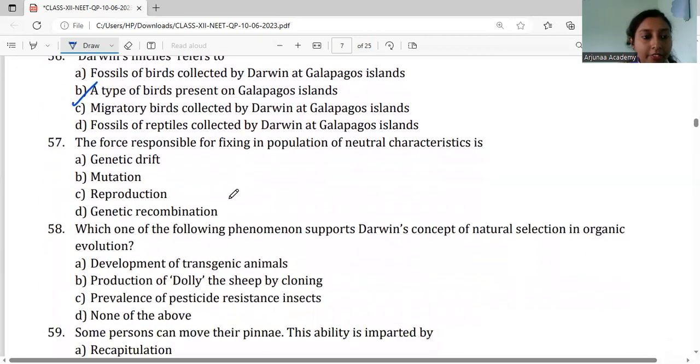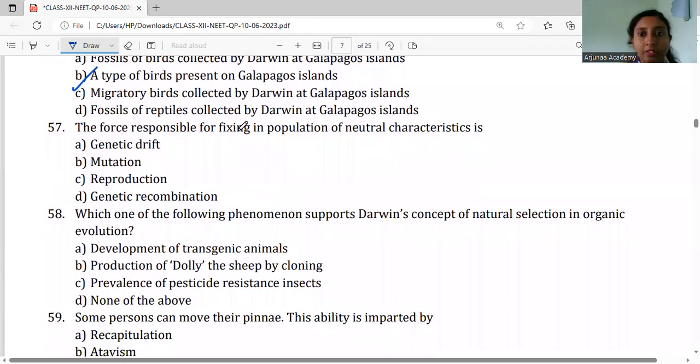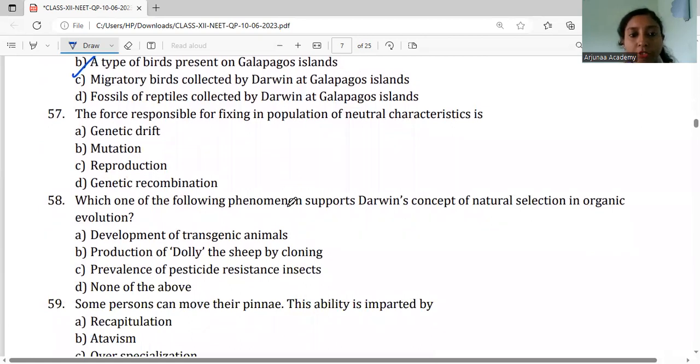Then 57, the force responsible for fixing neutral characters in a population. Here neutral character means there will not be any changes in the characters. So if that neutral character has to be fixed, what happens? There will be some change in gene frequency. When there is a gene frequency change, we call that genetic drift.